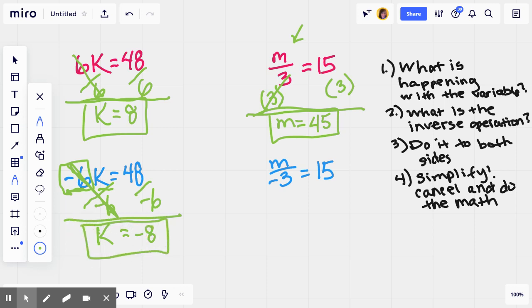Okay, same thing here. First question, what's happening? Well, I see that the m and the negative 3 are dividing. What's the inverse operation? M is now dividing by negative 3. So the inverse operation would be to multiply by negative 3. Okay, do it to both sides. I did. Step 4 says simplify, just cancel and do the math. Here we go. M equals 15 times negative 3 is negative 45.